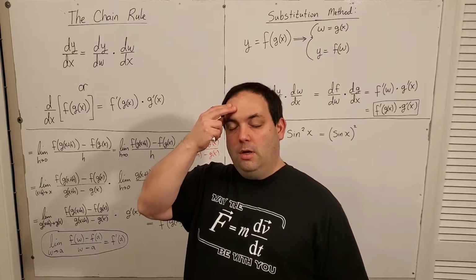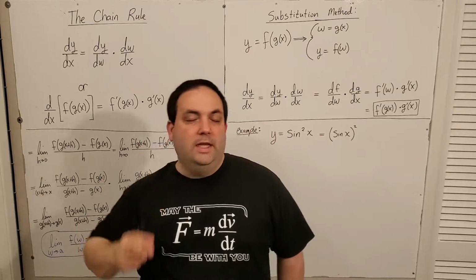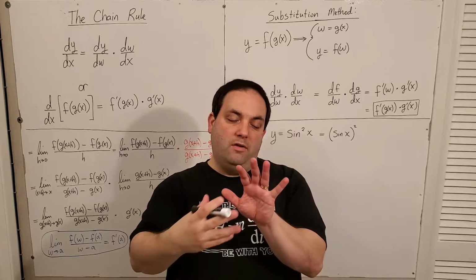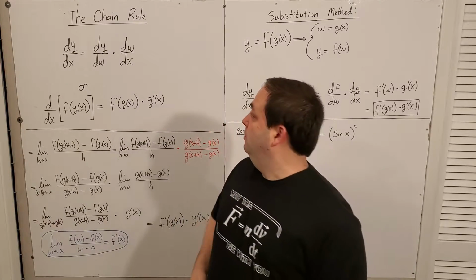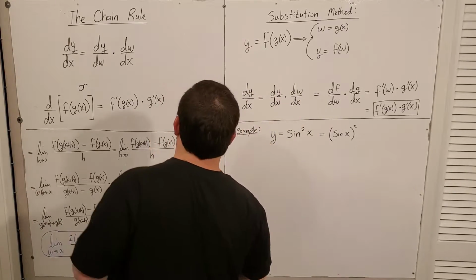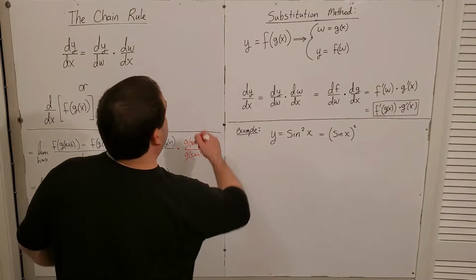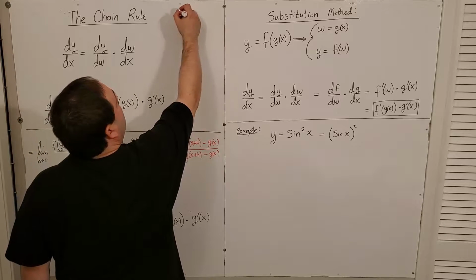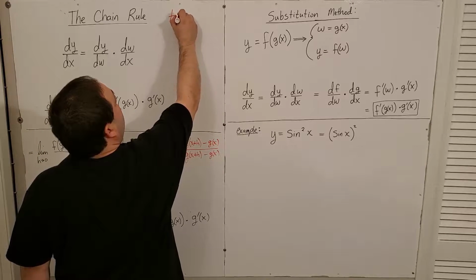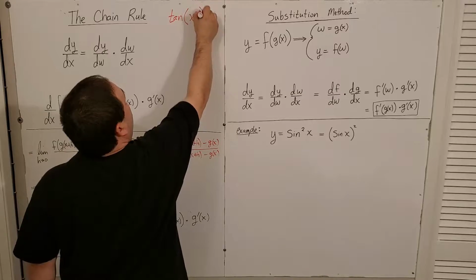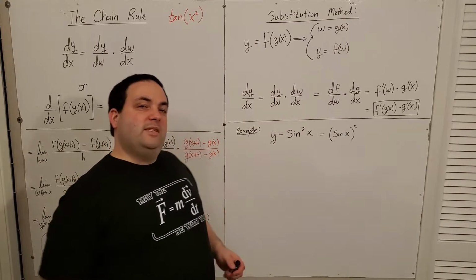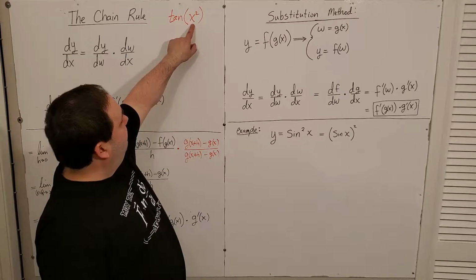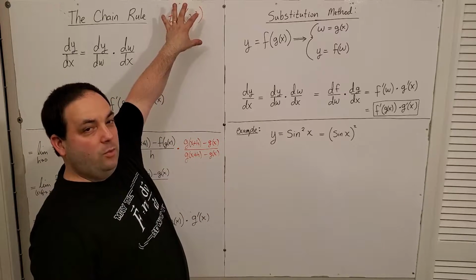Now remember, composition of functions is when you have one function plugged into another one. For example, a composition function could be something as simple as the tangent of x squared, right? So that's a composition function when I have one function inside of another one.